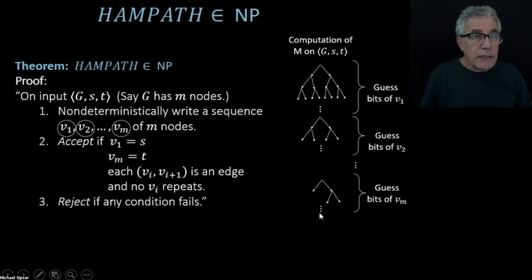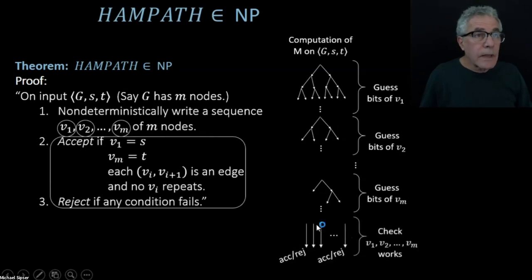So following this, there's going to be here a bunch of deterministic steps of the machine. So no more branching. No more branching is needed because here we've written down at this point.